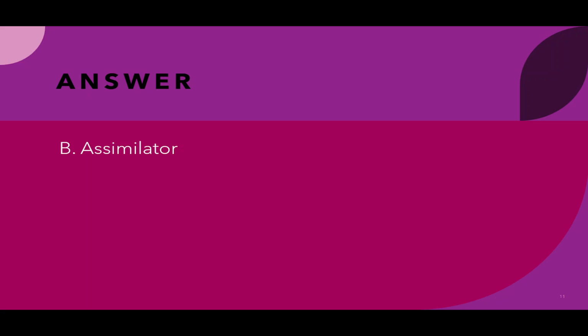The answer is B, assimilator. Assimilators combine abstract conceptualization and reflective observation. They understand large amounts of information by organizing it. They are interested in abstract ideas and concepts over people. Assimilators are good with inductive reasoning and value theory over practical application.